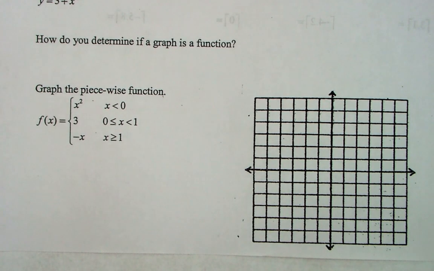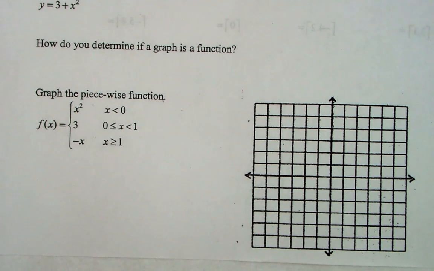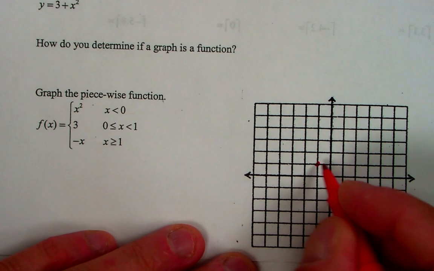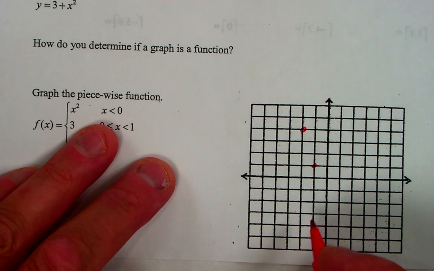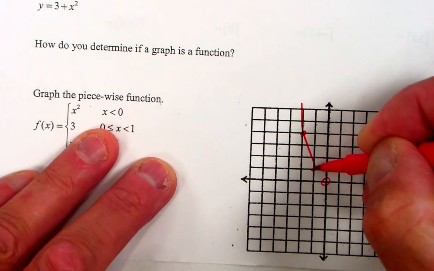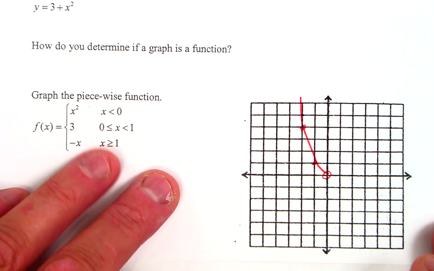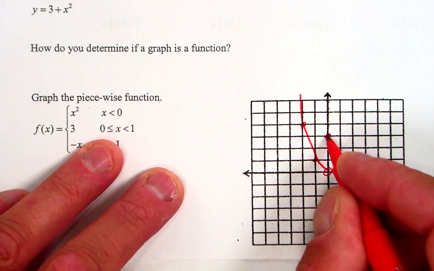Okay? You just plug in values. So like these, you'd plug in some negatives into that. So we get -1, 1, -2, 4. I'm not supposed to plug in 0, but I'm going to give myself an open circle for that, just to let me know where to stop. Okay. 3 from 0 to 1. Well, that's easy.